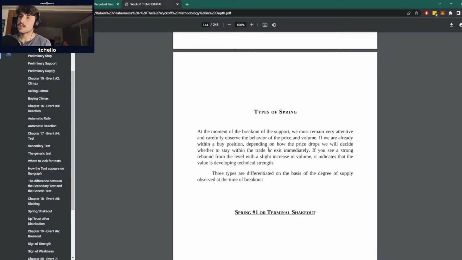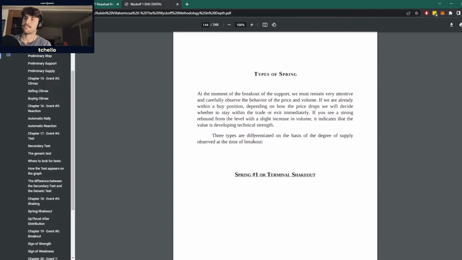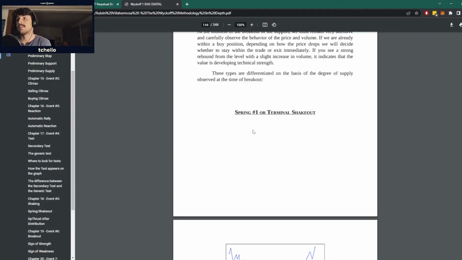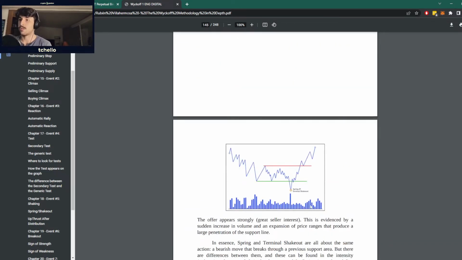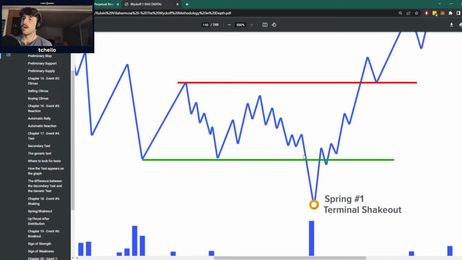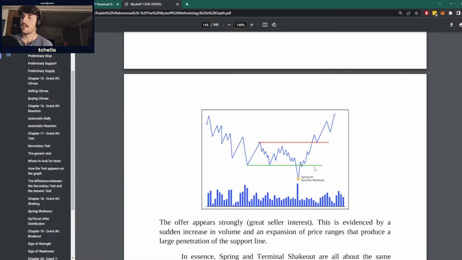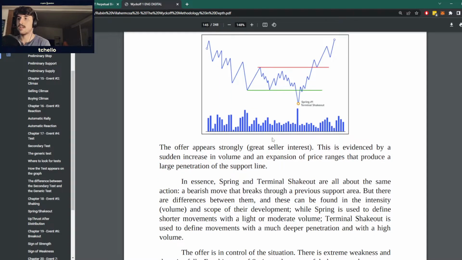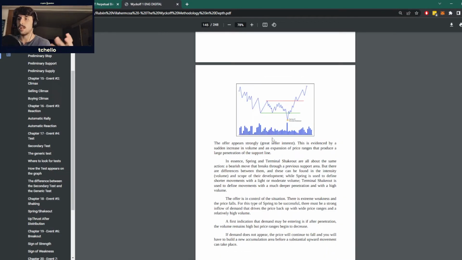So there are some types of spring. First, there is the spring number 1 here, or the terminal shakeout. So this appears really strong in the chart. We have really, really big selling interest, but it quickly recovers, right? And this really denotes, even though there was a lot of shaking out, a lot of selling pressure early, it does denote a lot of buying pressure right after that.